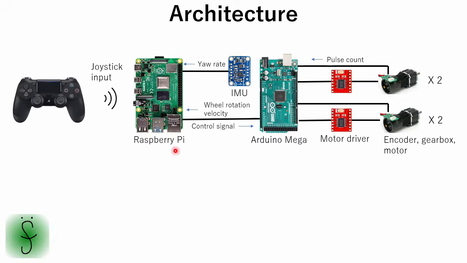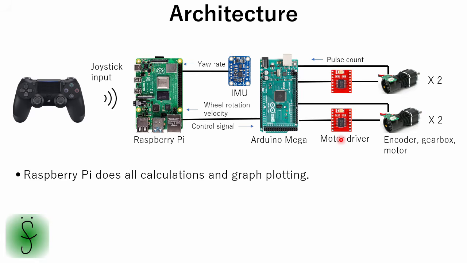As for hardware, we use Raspberry Pi 4, Arduino Mega, Adafruit Precision NXP 9DOF breakout board and TB6612FNG dual motor driver controller board. Note that if you use different hardware such as Raspberry Pi 5 or other sensors, the program flow itself will be the same. In this system, Raspberry Pi is the main computer. It does all calculations and graph plotting.